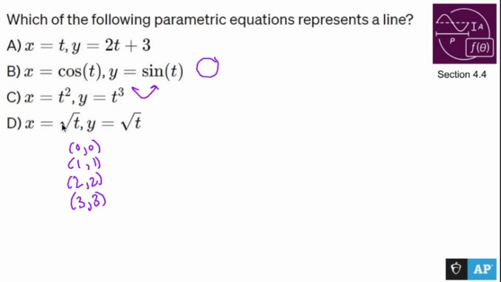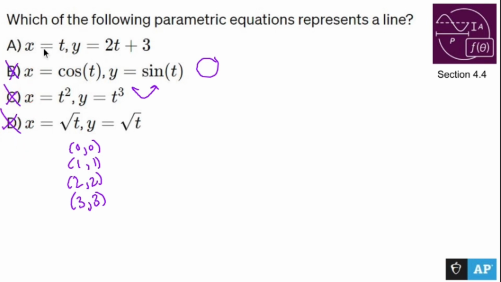All right, pick -1. See what happens. Oh, you can't plug in -1 because the square root of -1 is impossible. Okay, so it's not a line. A line is defined by something that creates a linear function that goes on forever and ever. D doesn't do that. C doesn't do that.